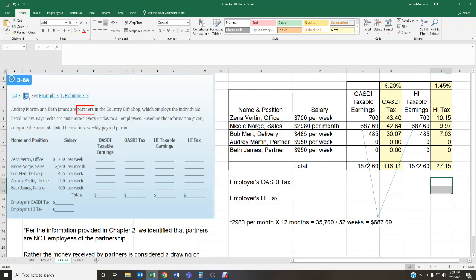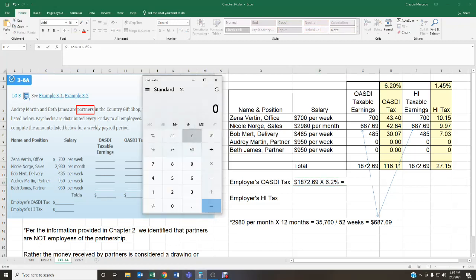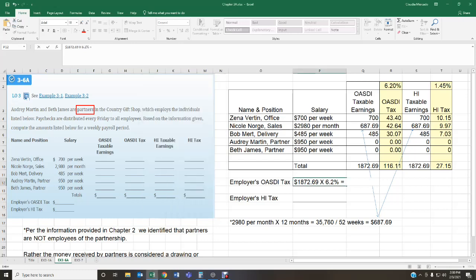Well, we're going to get the total taxable earnings, which is 1872.69 times 6.2%. Let's see what that gives us. 1872.69 times 6.2% gives me 116.10678. And we have to round up, so that would be 116.11.